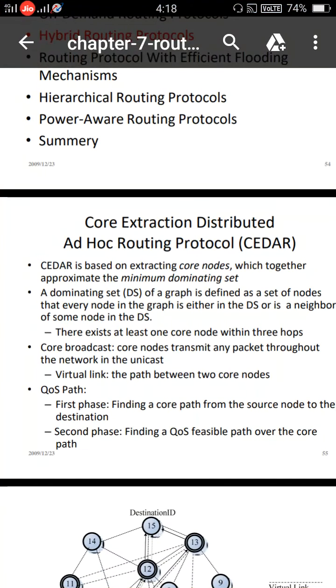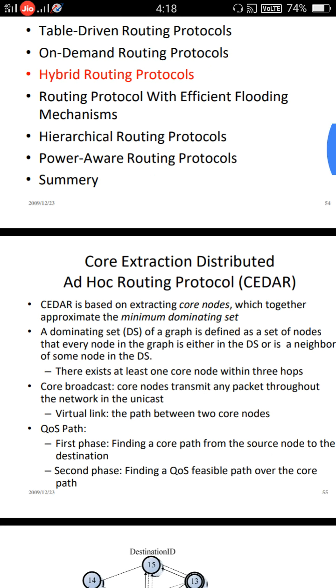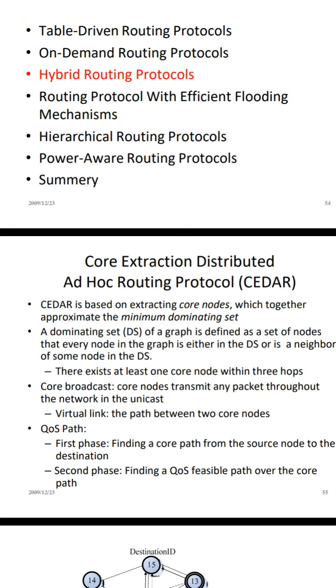Good morning to all. Today I would like to discuss the hybrid routing protocol. Hybrid routing protocol, as you already know, is a combination of both table-driven routing protocols and on-demand routing protocols. The first example of a hybrid routing protocol is CEDAR, the Core Extraction Distributed Ad hoc Routing protocol.